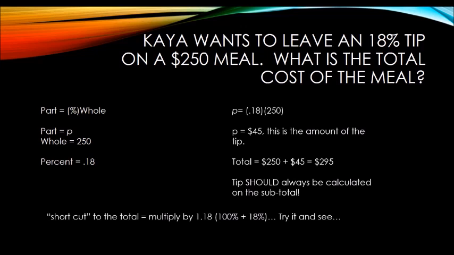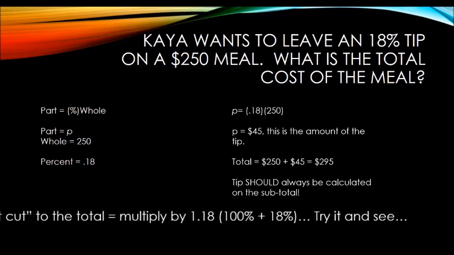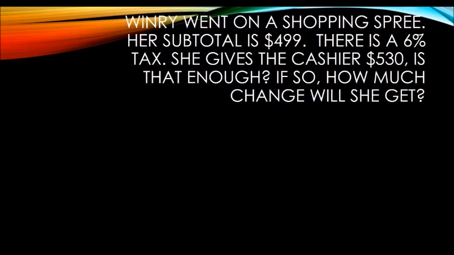A shortcut method to the total specifically would be to multiply by 1.18 because that's getting 100% of the 250 and then also the additional 18%. Go ahead and try and see if that gives you this same answer of $295. I keep saying and. We should not say and in math unless there is a decimal, like 2 and 95 hundredths. Anyway, there is our shortcut. So make sure you're paying attention to that shortcut.